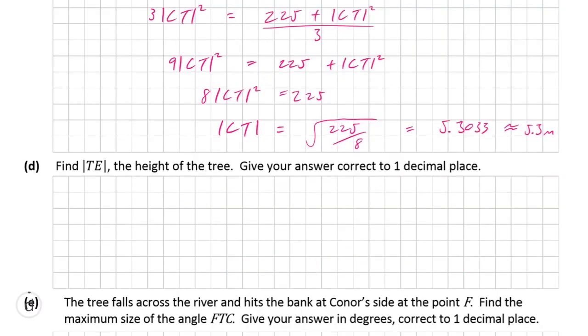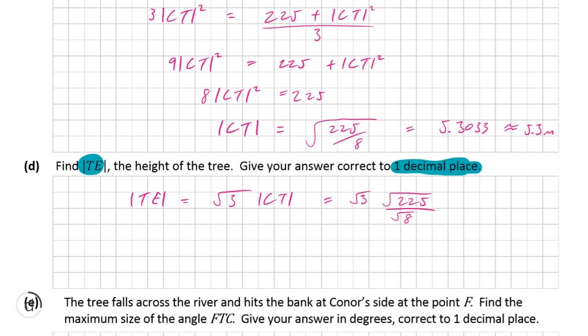So now in part D, they ask us to find TE, the height of the tree, and to give our answer correct to 1 decimal place. So that's really easy, because we know that TE is equal to root 3 times CT, which is equal to root 3 by root 225 over 8.